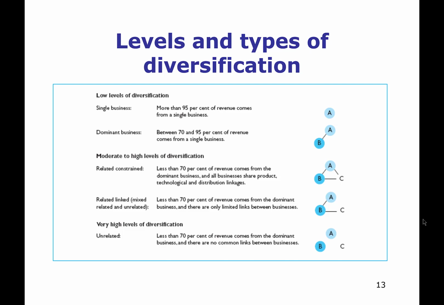Even their partnerships and joint ventures like Jetstar Asia or Qantas New Zealand still share the same product, the same technology and the same distribution linkages. A related linked company is a mix between a single or dominant business, a related diversified company, and an unrelated diversified company. We haven't talked about unrelated yet, but we're going to come to it. So it's the bridge between related, linked, and unrelated.